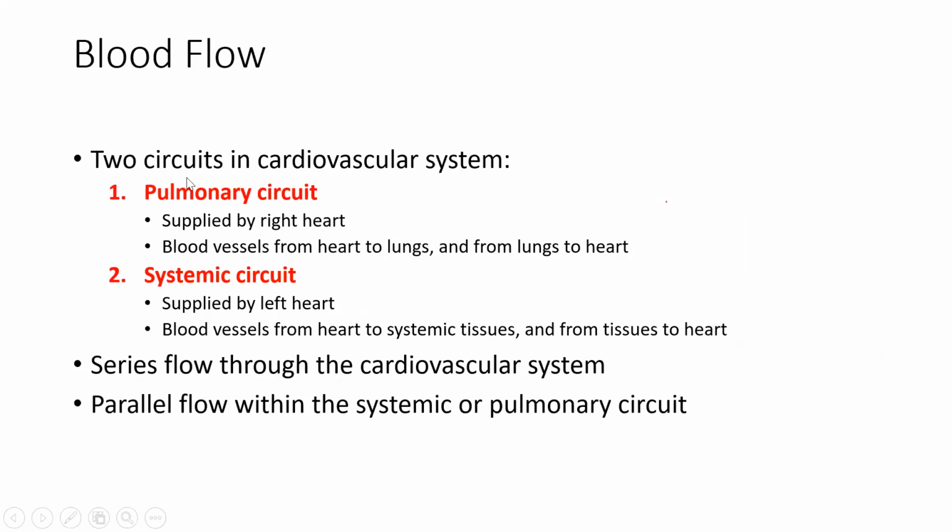Okay. Let's talk about the two circuits that are involved in the cardiovascular system. We kind of alluded to them earlier. We began talking about the pulmonary circulation and then the systemic circulation. And so the pulmonary circuit is really supplied by the right side of the heart. This is where we have that deoxygenated blood leaving the right ventricle, making its way through the pulmonary artery and into both lungs. It's basically the blood vessels from the heart to the lungs and then from the lungs back to the heart. So it's going to include the pulmonary arteries as well as the pulmonary veins that I pointed out earlier.